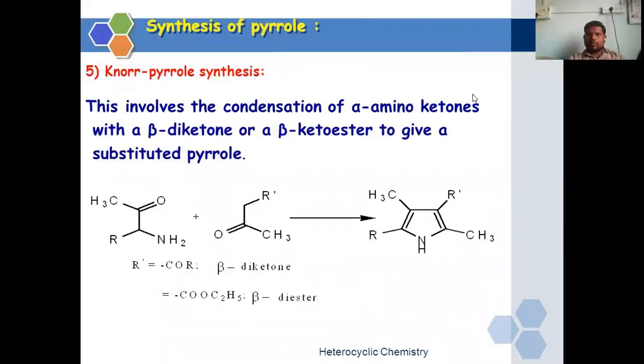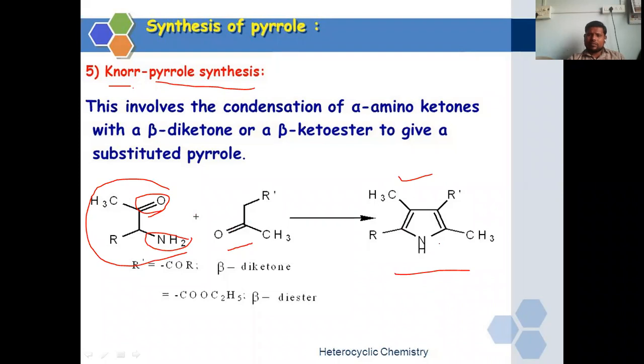So let's see here now. This is one of the methods that can be used for the preparation of pyrrole, but it is not mentioned in your syllabus. But for your information, you should know about this reaction. This reaction is known as the Knorr pyrrole synthesis. It is a very good method. One molecule contains an amine and one carbonyl group, and the other molecule is a beta diketone. These two react with each other and form this type of molecule.